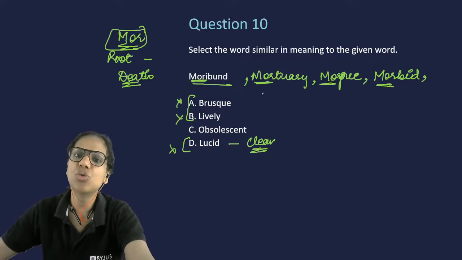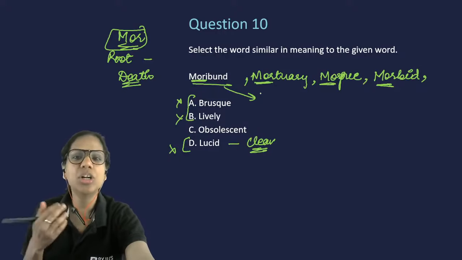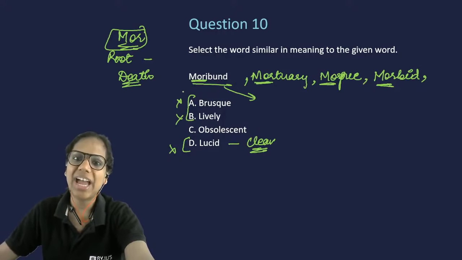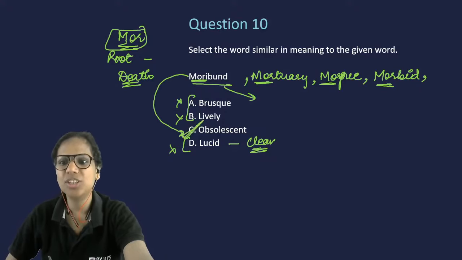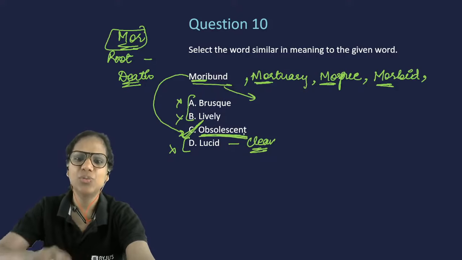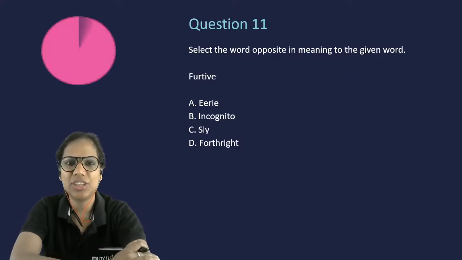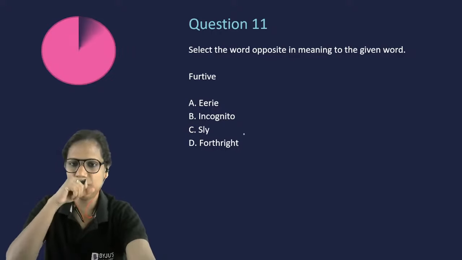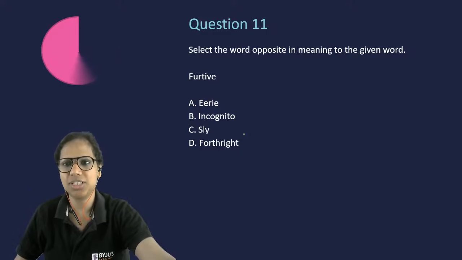So moribund is also something that is declining in health, that is not very vital, not vigorous. And if something is on the decline, we call it obsolescent, on the verge of dying. Absolutely, obsolescent is the answer here. We wanted a synonym. Lively would be the antonym. Okay, let's see 11th. You have to give me the opposite word this time.